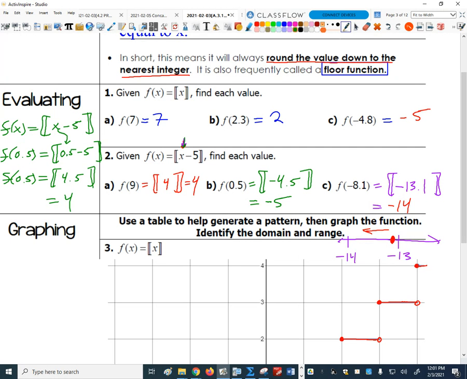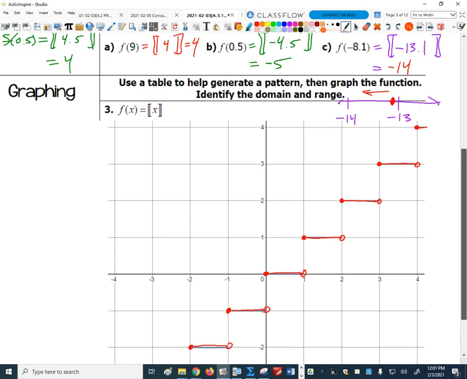So we might have to do a little bit of calculation to simplify the number that's inside. But once I simplify the number inside the floor function, then I feed that to the floor function and it spits out an integer, right?